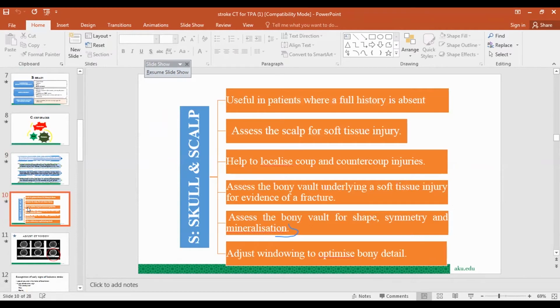Skull and scalp is also very important while you are reading a CT scan for the stroke patient, especially in patients where a full history is absent, and assess the scalp for soft tissue injury. It also helps to localize coup and contrecoup injuries, and assess the bone vault for evidence of a fracture. What you're looking for in the skull vault or the skull bone is the shape, symmetry, and the mineralization. And obviously CT scan is about window settings, so you have to adjust the window to optimize bony details.